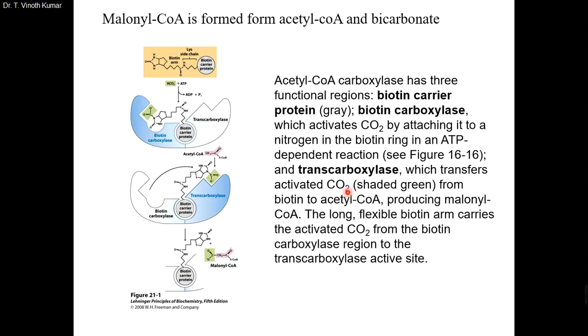So we can see the biosynthesis of malonyl CoA in detail. Malonyl CoA is formed from acetyl coenzyme A and bicarbonate. This acetyl coenzyme A is synthesized by mitochondria. Now this acetyl coenzyme A and bicarbonate are both the precursors and also the substrates for the formation of malonyl coenzyme A. The bicarbonate donates one carbon dioxide. That carbon dioxide is attached to the acetyl coenzyme A, so malonyl coenzyme A is formed.